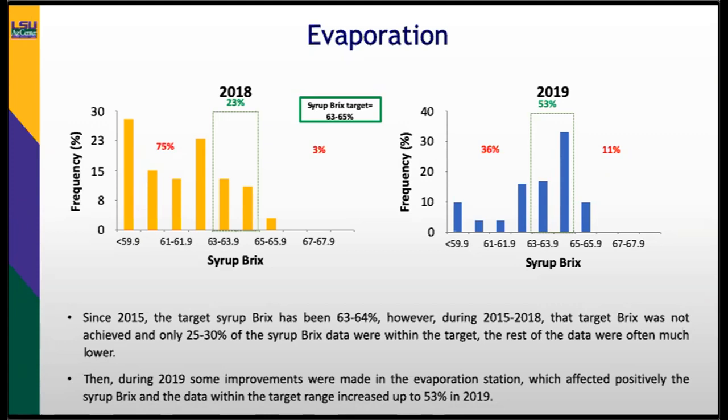One of them was that they started using a heat transfer coefficient as a measure of the efficiency of the evaporation station. This is one of the tools that Dr. Birkett helped them to install in the factory. Among other improvements, they increased the efficiency of this station. That's why we are seeing a better control in this station between 2018 and 2019.